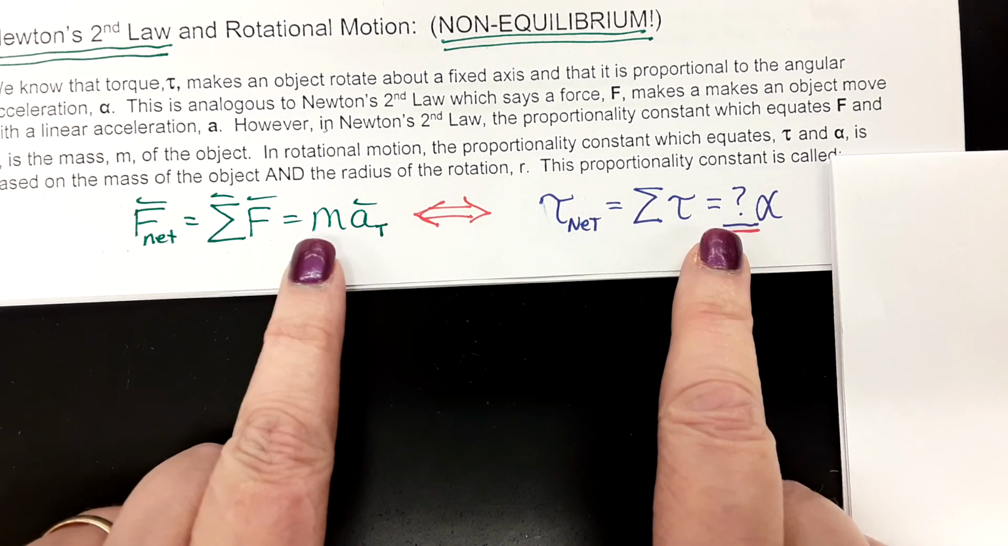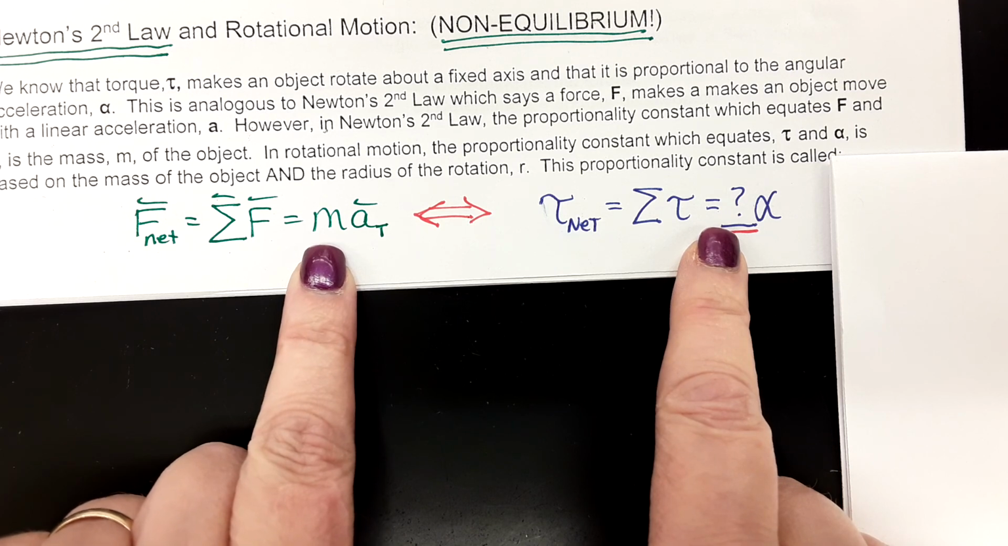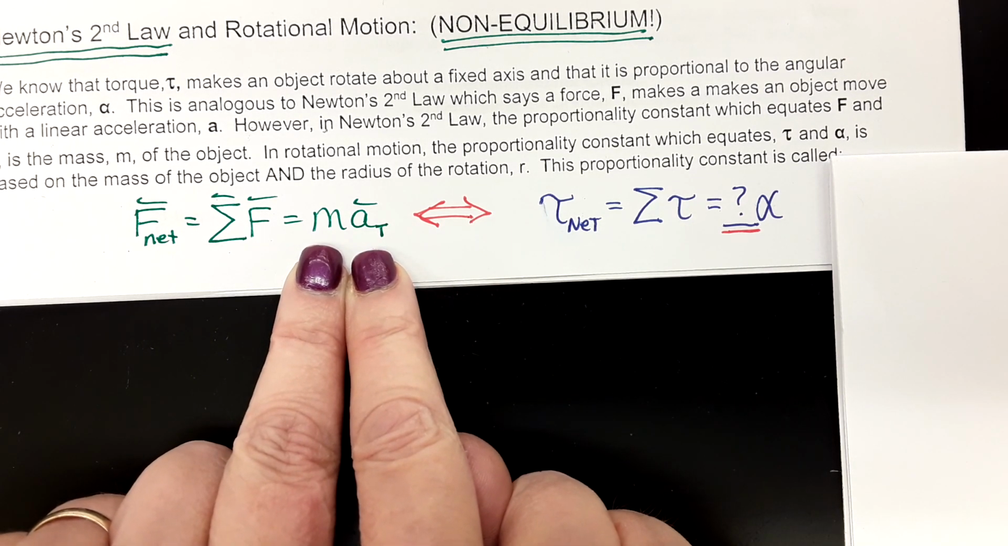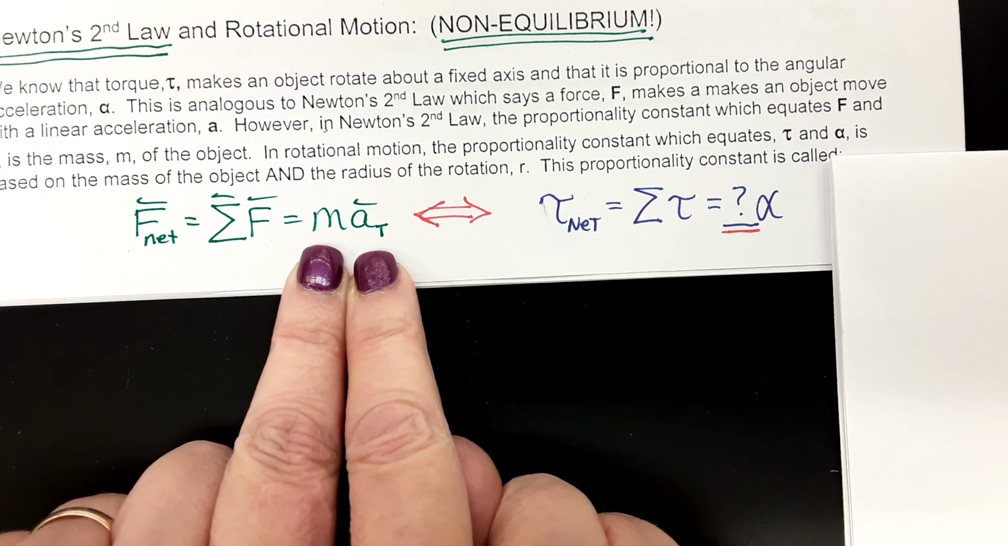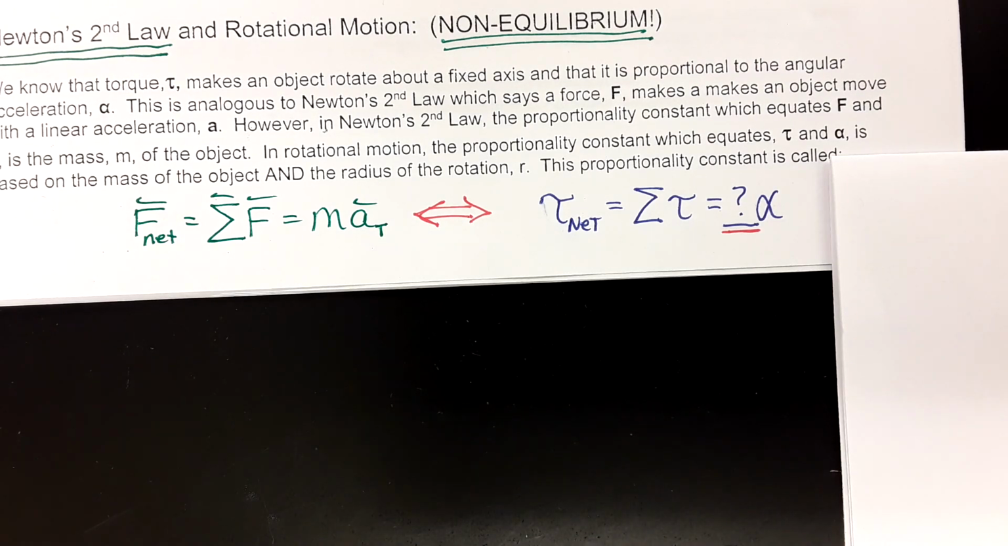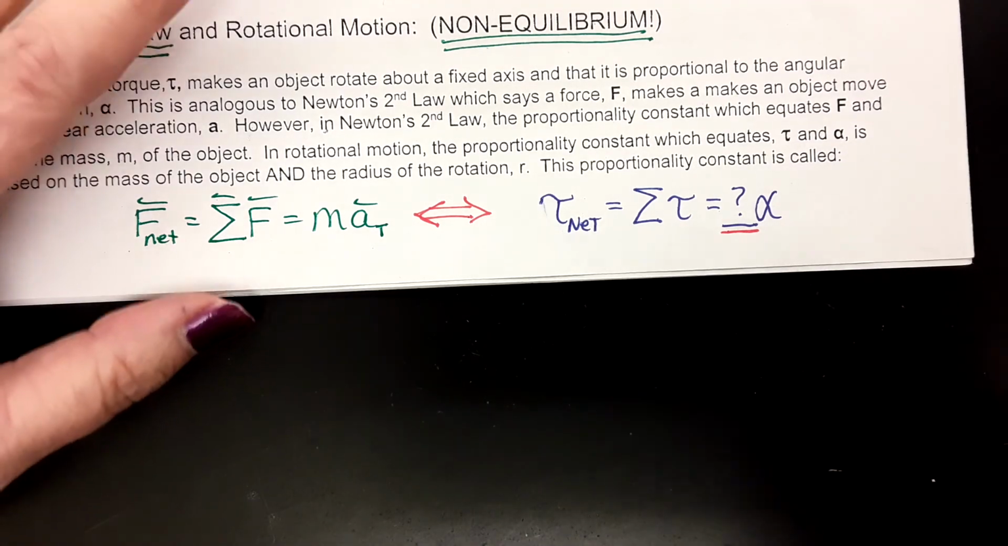But what about this right here? In Newton's second law, here we use the mass of the object. But in angular dynamics or rotational dynamics, we don't use the mass. We use a quantity called moment of inertia, or inertial mass. And if you'll turn the page, we'll see what that looks like.